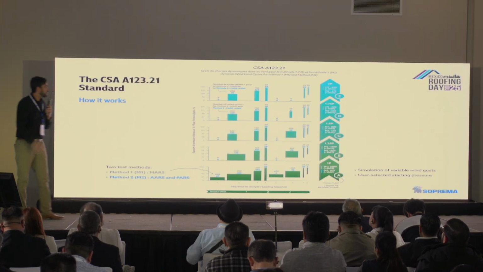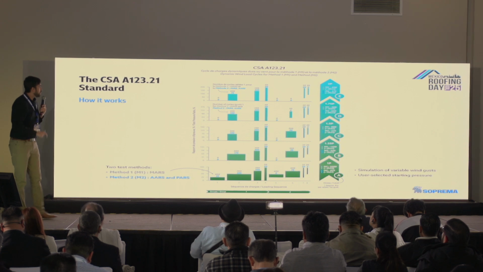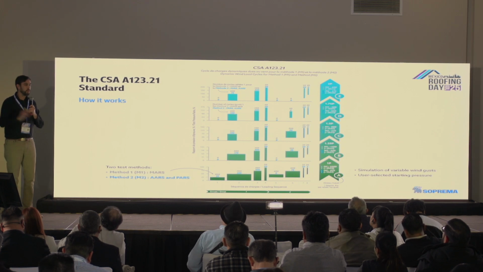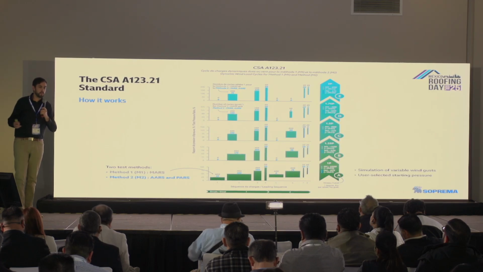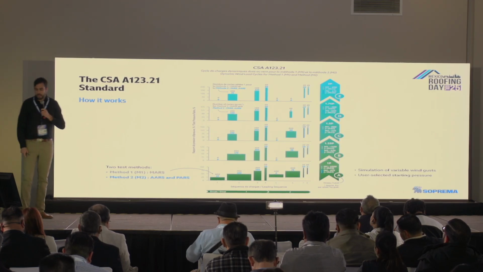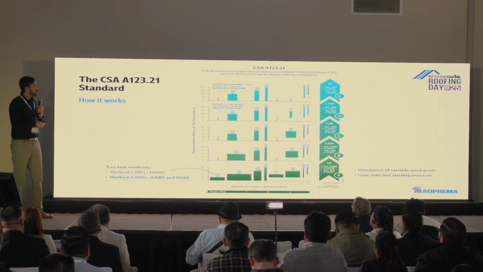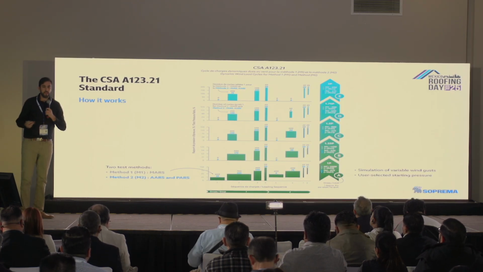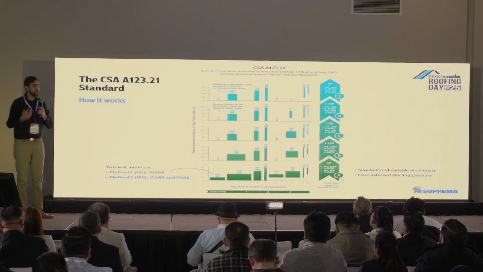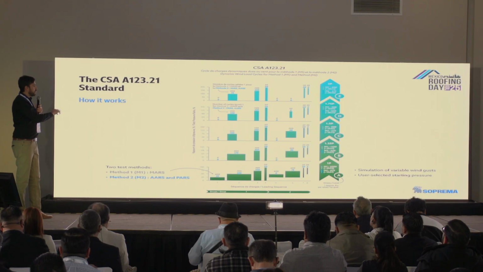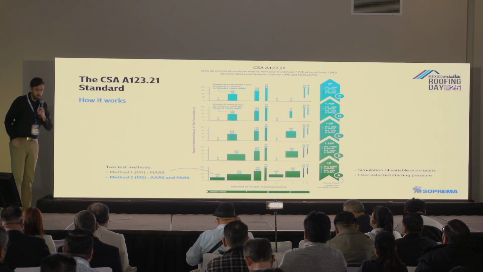Now, I'm not going to go into that much detail about the CSA standard. The CSA standard is a very different way of measuring the wind uplift resistance of roof assemblies. This is a dynamic test. This is much more similar to what you're going to find in Europe. So if you're thinking about European products, they are measured with a much more similar approach.